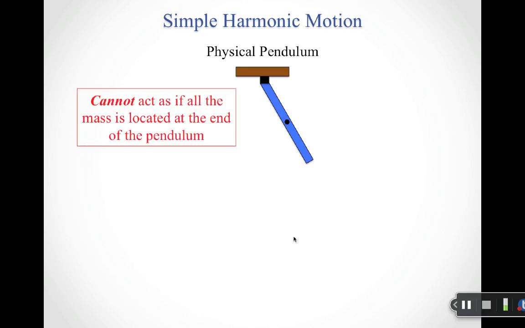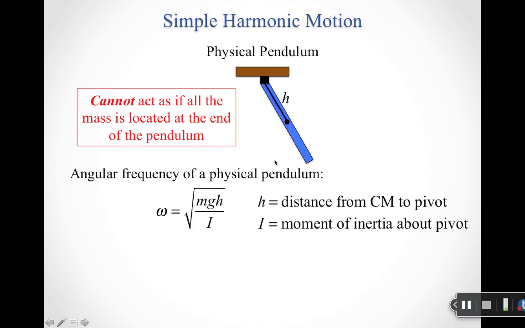If I can't act like all the mass is stuck at the end, then I have what's known as a physical pendulum. So here, let's say I've taken some long, thin rod. Here's the center of mass of the rod. But I've got it connected to a hinge so that I can pull it out and then it'll swing back and forth. That's a physical pendulum because I can't act like all the mass is sitting down here. It's clearly spread out uniformly along my rod.